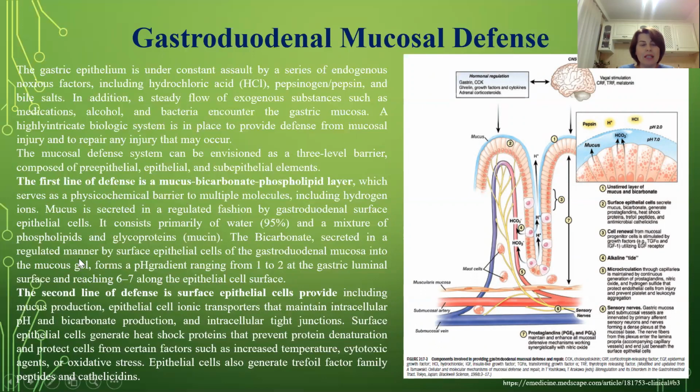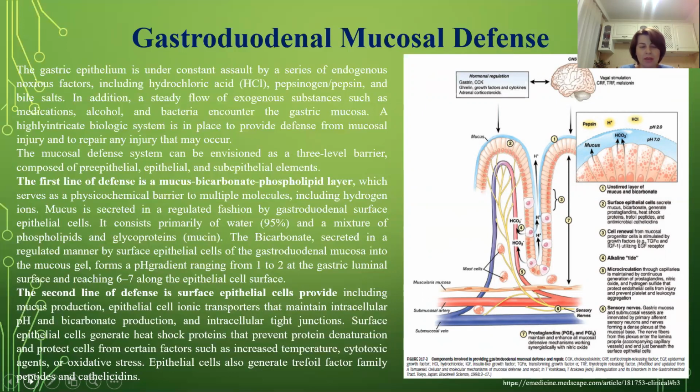The first line of defense is a mucus-bicarbonate-phospholipid layer, which serves as a physicochemical barrier to multiple molecules, including hydrogen ions. Mucus is secreted in a regulated fashion by the gastroduodenal surface epithelial cells. It consists primarily of water and a mixture of phospholipids and glycoproteins. The bicarbonate secreted in a regulated manner by surface epithelial cells of gastroduodenal mucosa into a mucus gel forms a pH gradient ranging from 1 to 2 at the gastric luminal surface and reaching 6 to 7 along the epithelial cell surface.